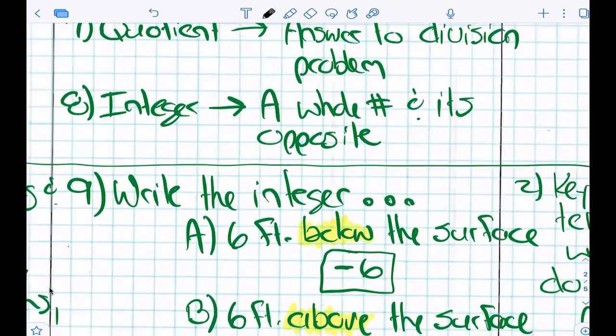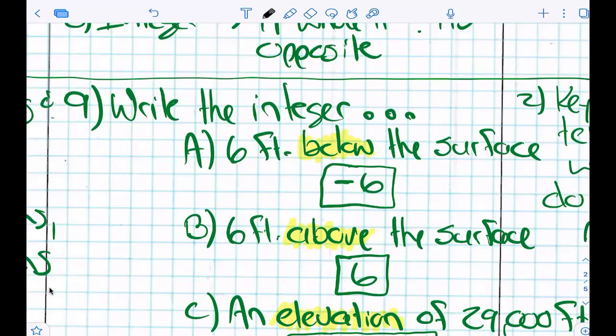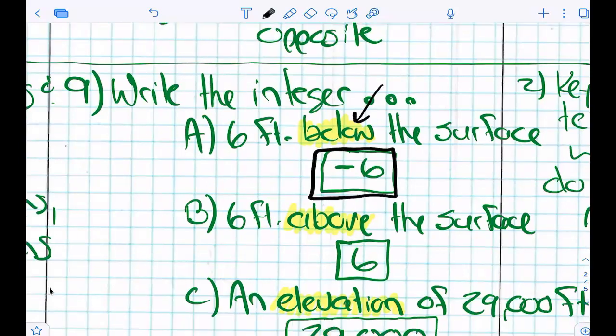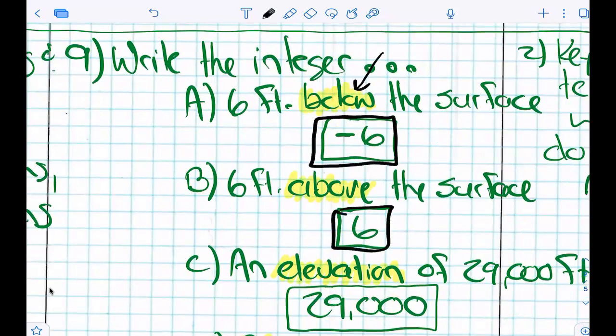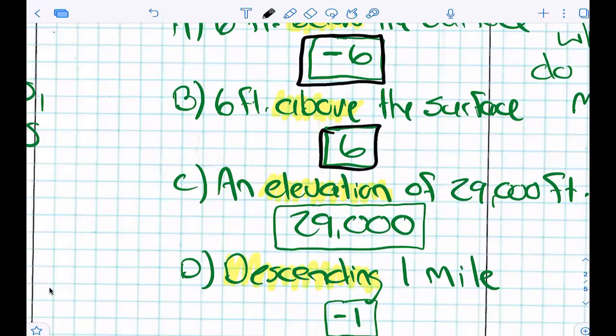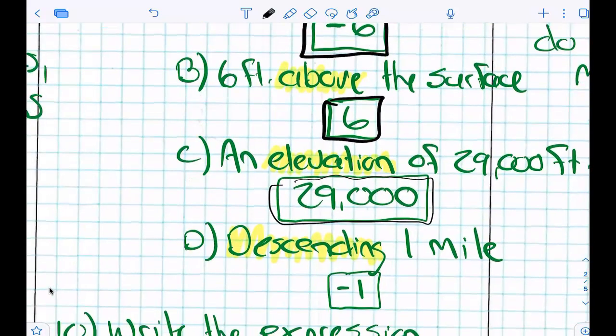All right, so how did all of you know what keyword told us that 6 feet below the surface was -6? What was the keyword there? Below. Below means under, right? Negative means under. How did we know that this one was 6? What's the keyword? Above. How did we know this one was 29,000? Elevation. Elevation means height, how tall something is. How do we know this one was -1? Descending. Descending means down. Good.